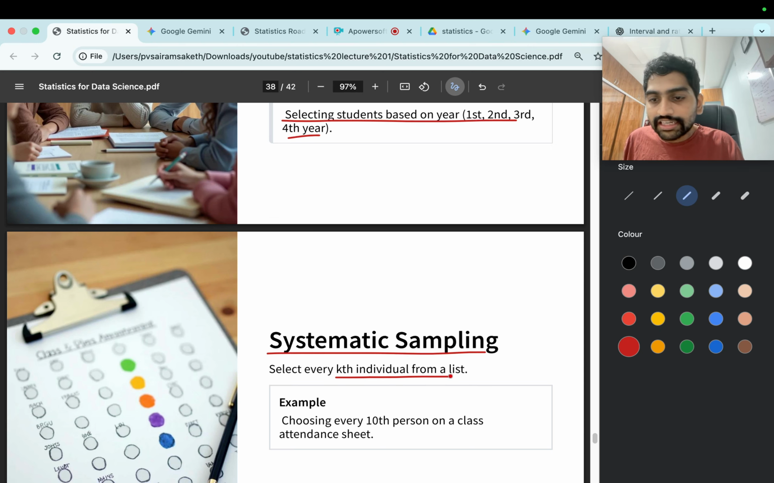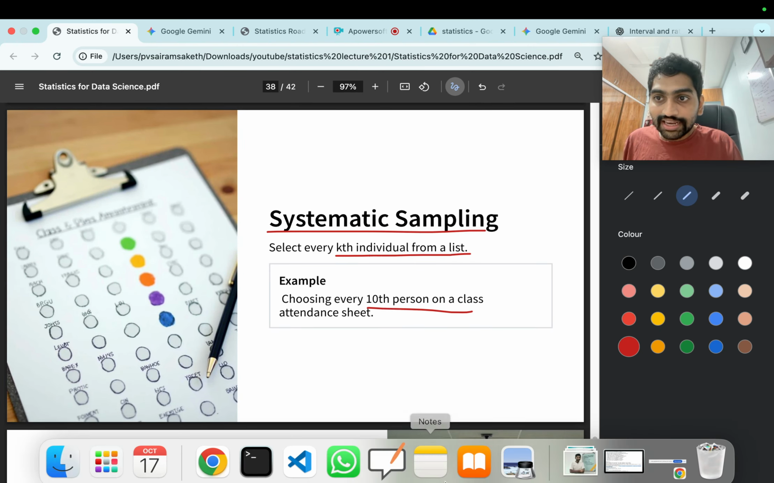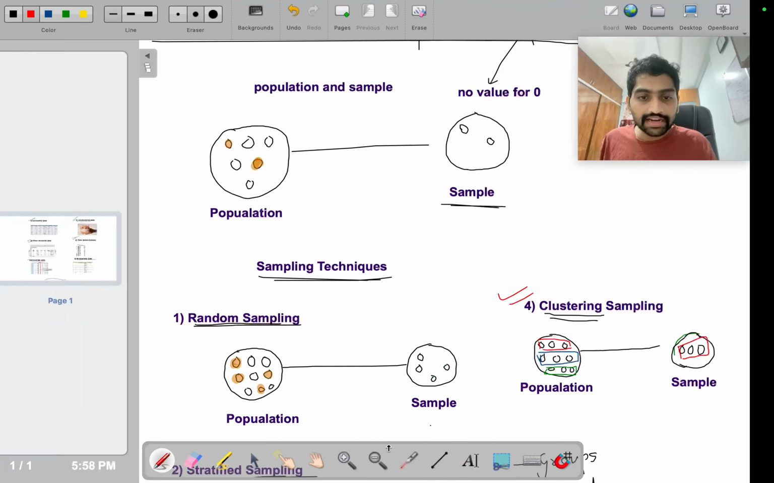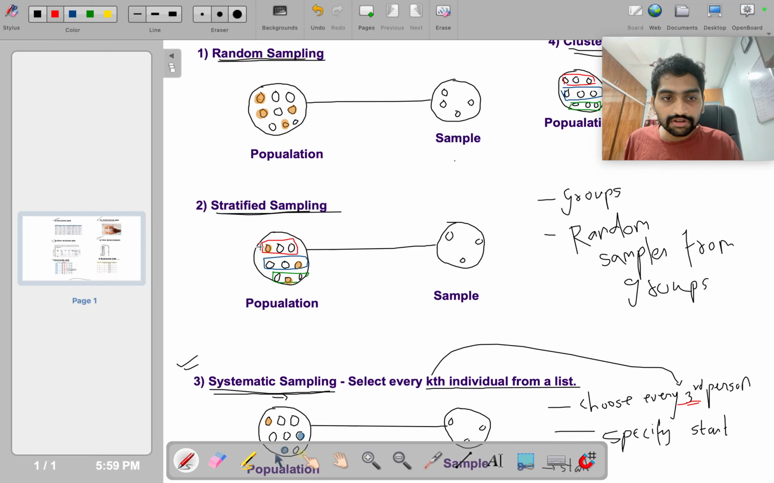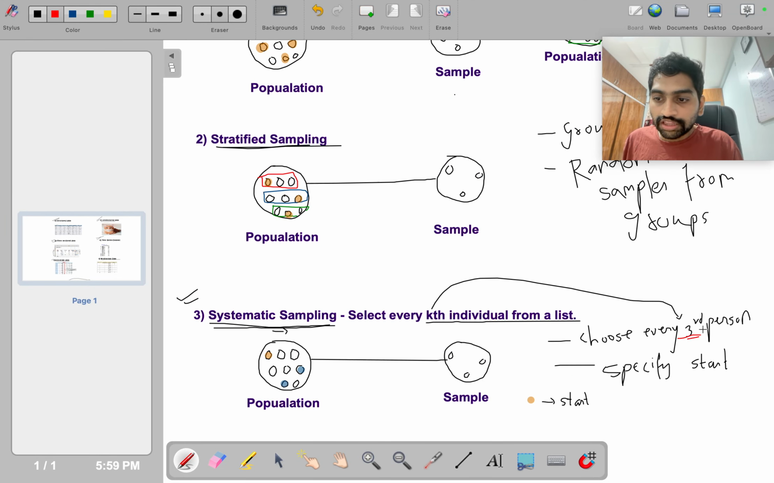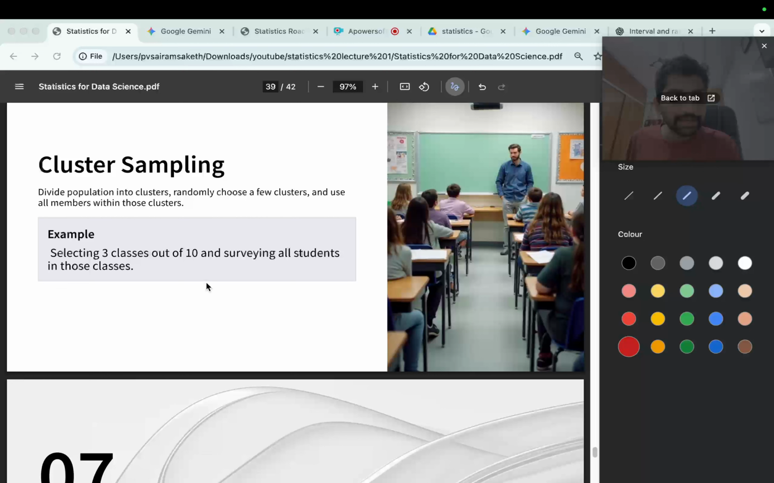Select every kth individual from the list, like choosing every 10th person in the class. In this example, we chose every third person from this particular population, which is the condition we put. That is what we have shown here in systematic sampling.